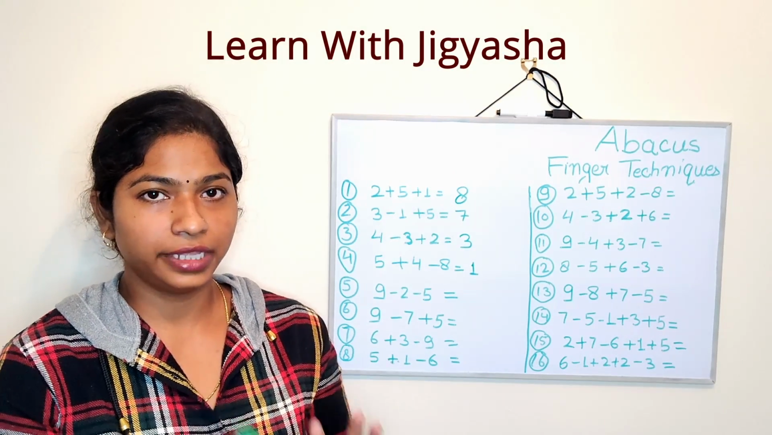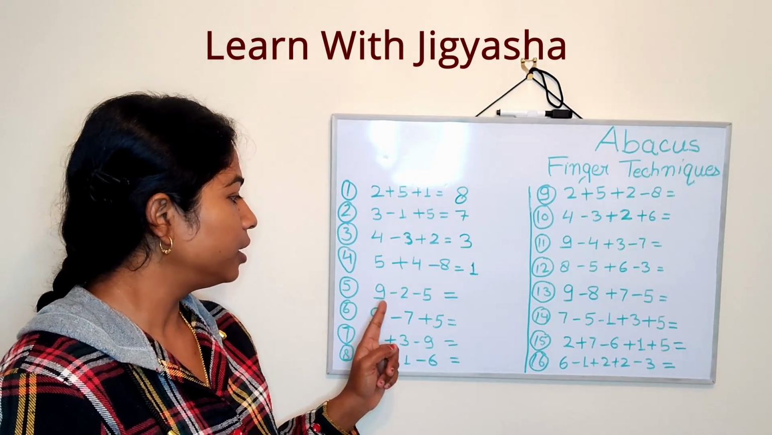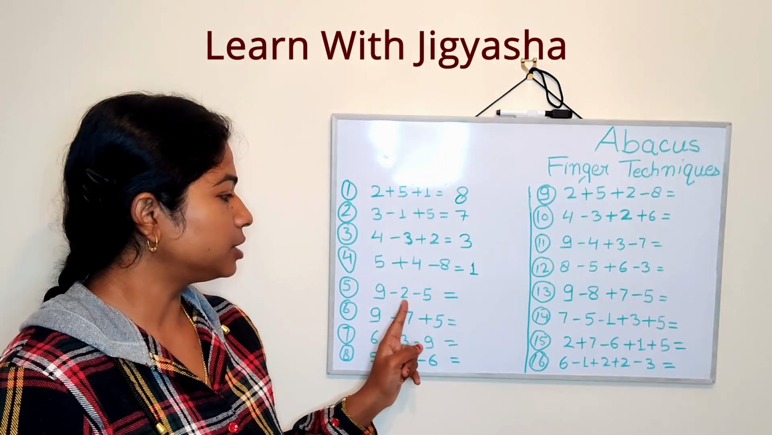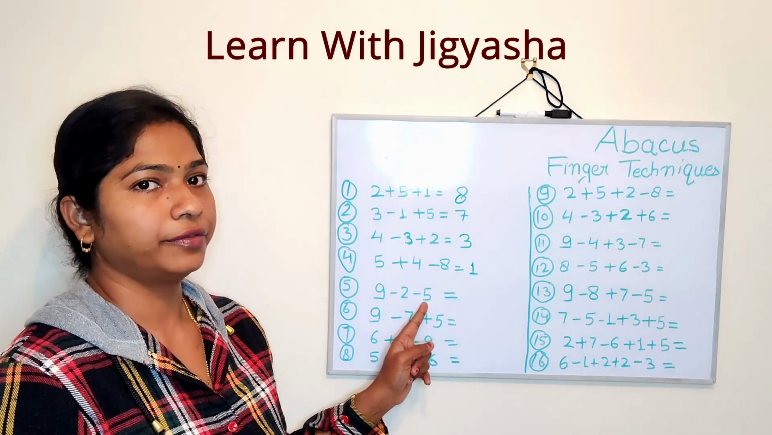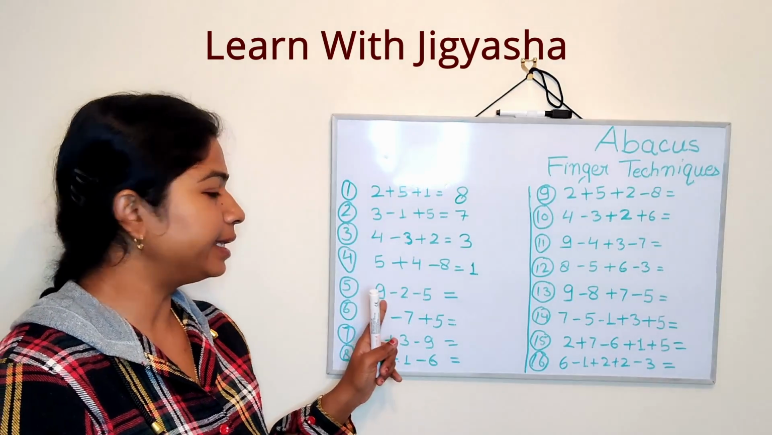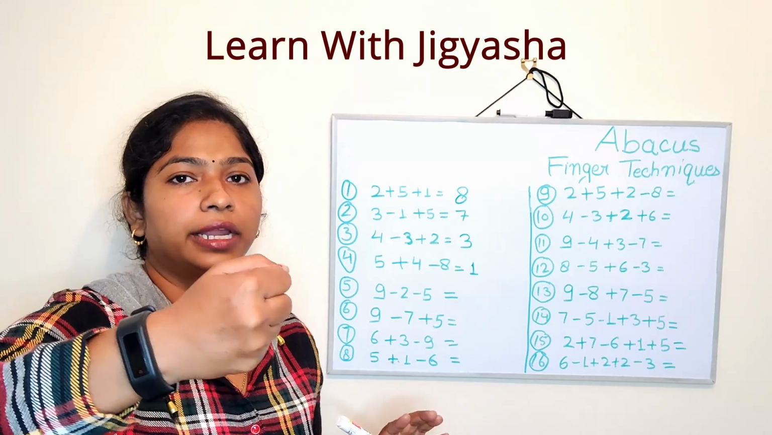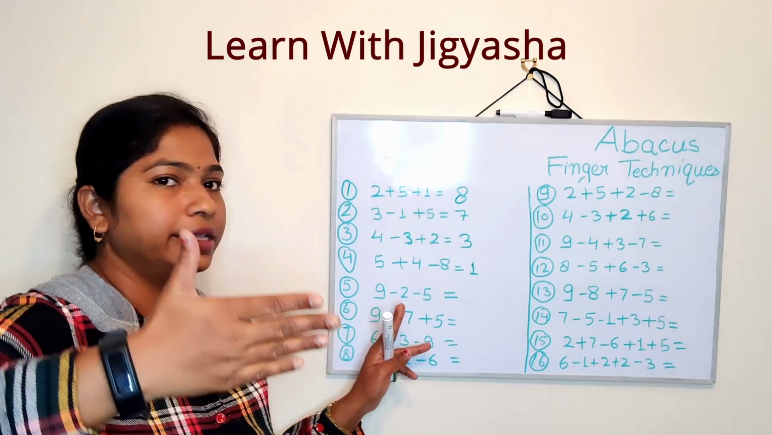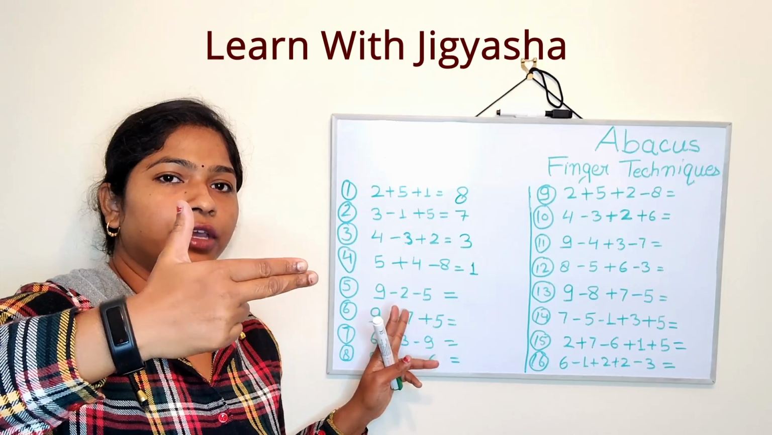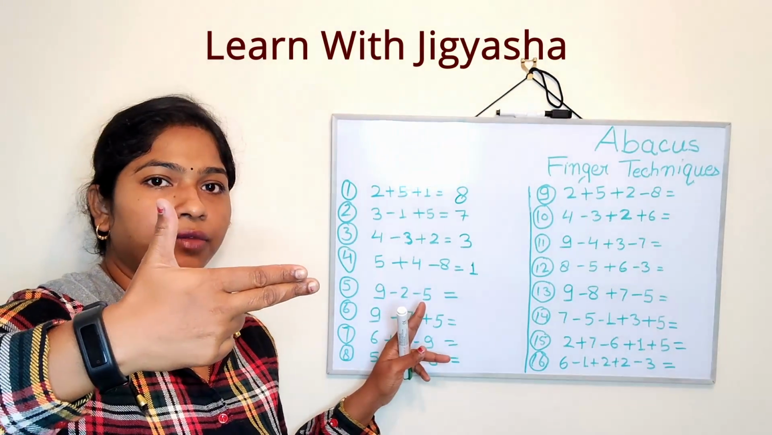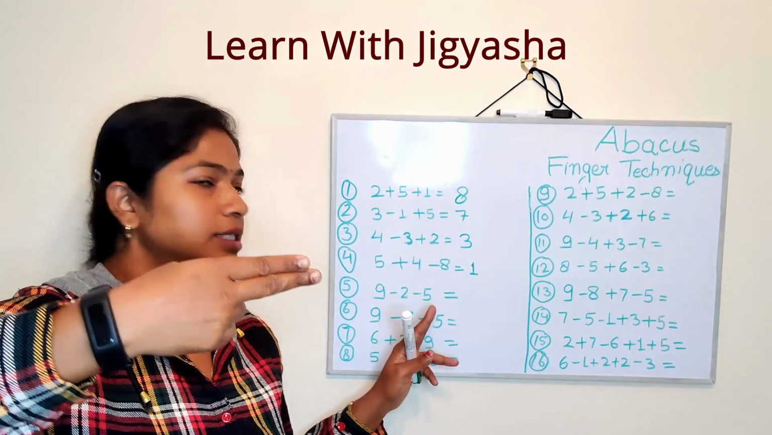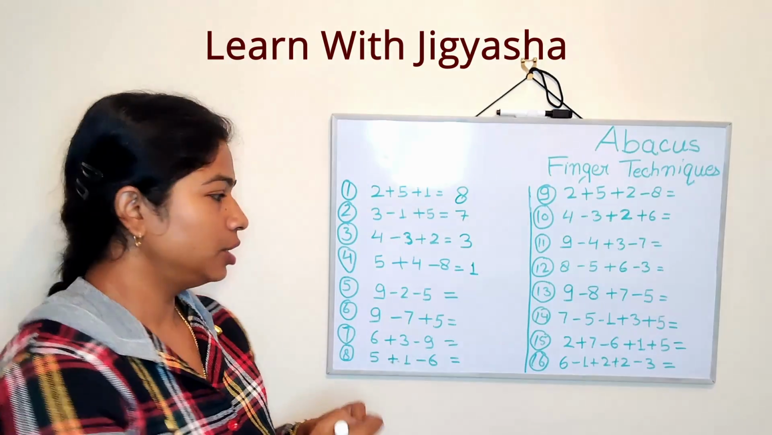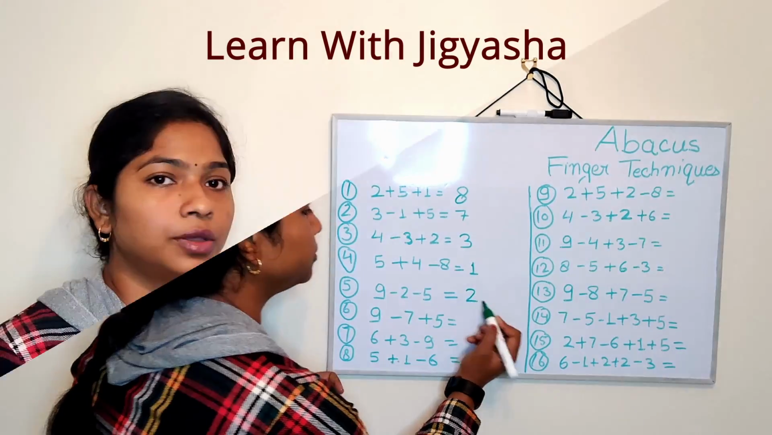Now, move on to the next question. Question number 5. That is 9 minus 2, again minus 5. Okay. So, how will you take 9? 9 will go on the right hand. 5, 6, 7, 8 and 9. Now, minus 2. So, we will close 2 fingers. Now, minus 5, we will close the thumb. So, what is the answer? 2. Okay. So, here we will write down 2.